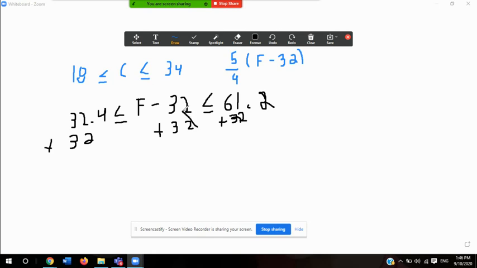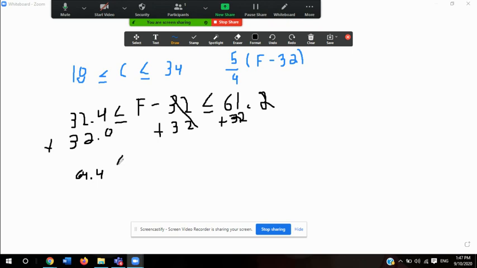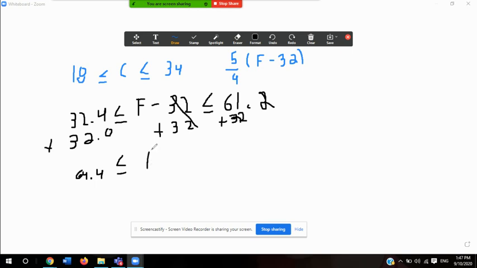And this is going to cancel out, obviously. And then 32.4 plus 32. Again, you just add the 0.0. That would be 64.4. And then, of course, 64.4 is less than or equal to F because the 32 canceled out. So we say less than or equal to F. And now we're going to do the same thing on the other side. Less than or equal to, and we're going to add. And again, just add the 0.0 here, and that way everything is okay and no one gets confused. And that would be 2, and 1 and 2 is 3, and 6 and 3 is 9. So that would be 93.2.